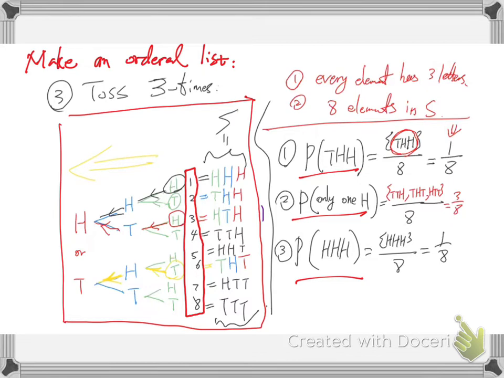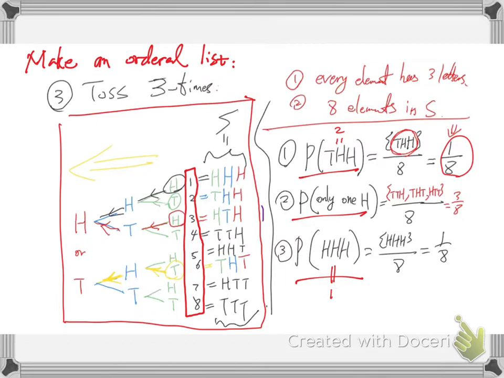So question 1 is easy. They want THH. THH is which one? It is my number 2 here. So only this element satisfies this condition. So that's 1 element on top. Probability is 1 over 8. So similarly for the last one, this is our first element. When you toss 3 times and get HHH, the head 3 times, it's still 1 over 8.